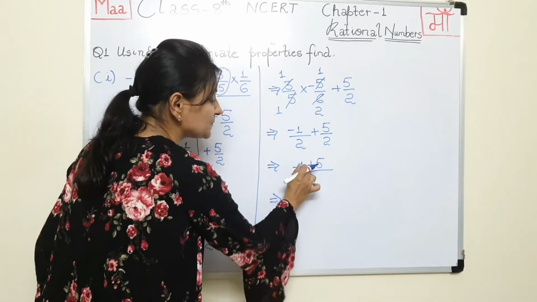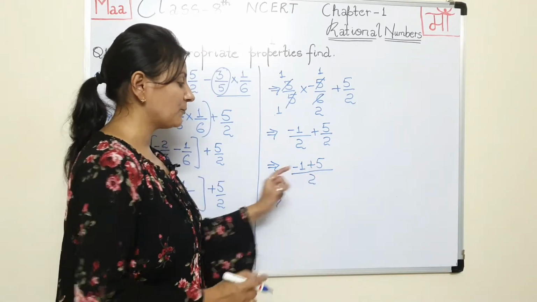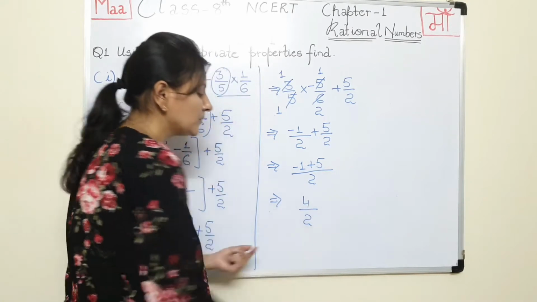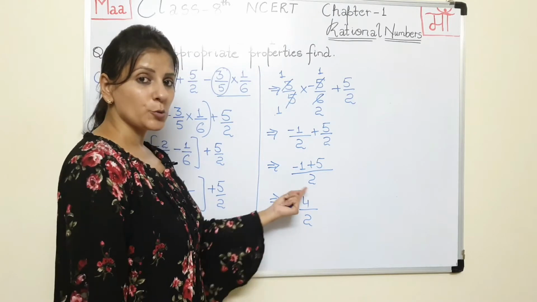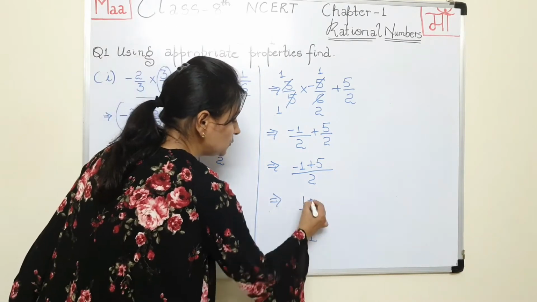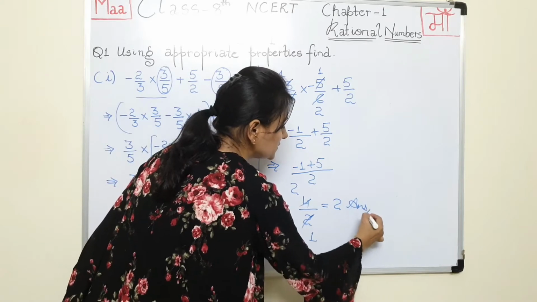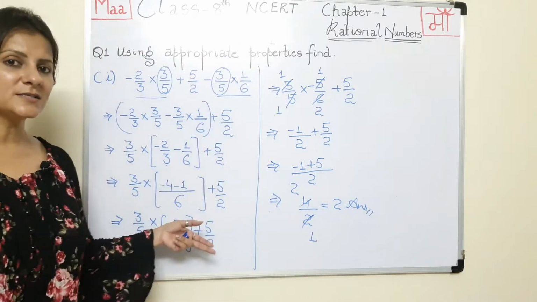Now minus plus is minus, so 5 minus 1 will give you what? It will give you 4 upon 2. Now you can cancel 2 and 4, so here 2 1s are 2 and 2 2s are 4. So 2 will be the answer of this part. I hope it is clear.